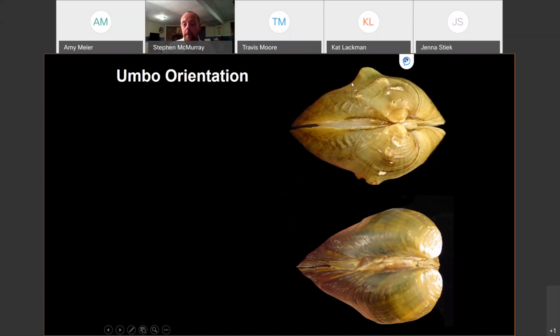Umbo orientation. Now we have the two valves together, and we're looking down from above onto the top of the shell, the dorsal part of the shell. So here are our umbos. Do the umbos point towards each other, or do they look like they're facing away, like eyes looking forward to see where the mussel is going?